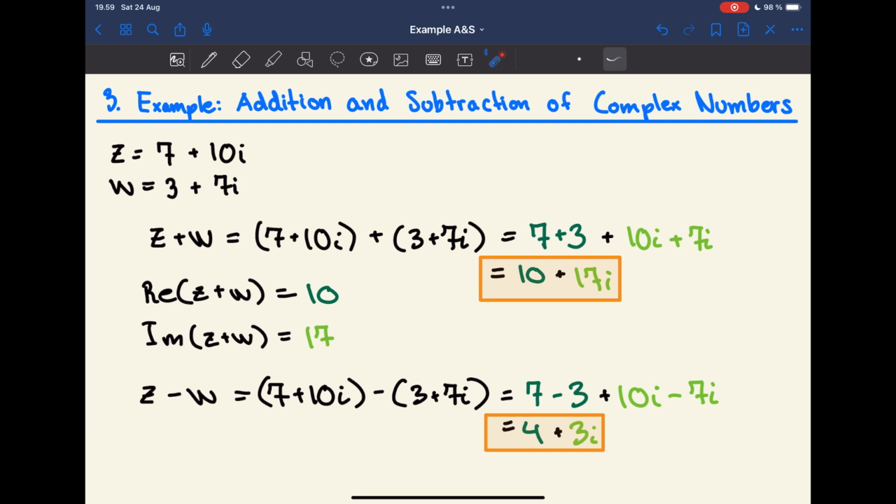In the next one, I actually think we will look at the complex conjugates before looking into multiplication and division.